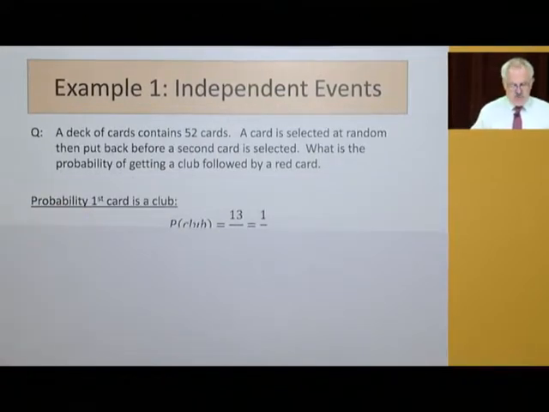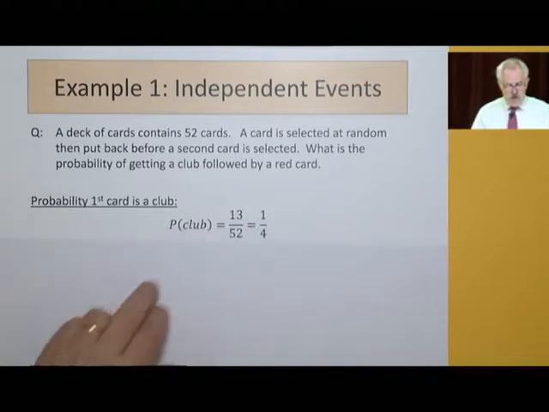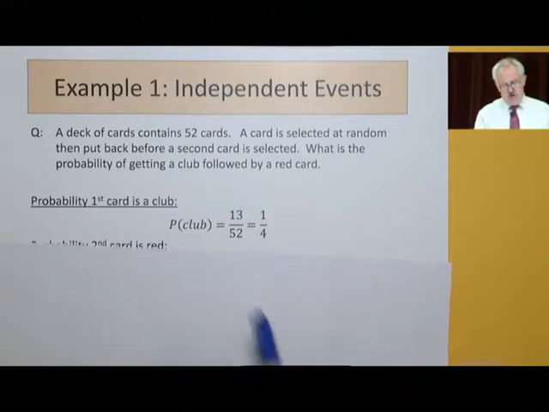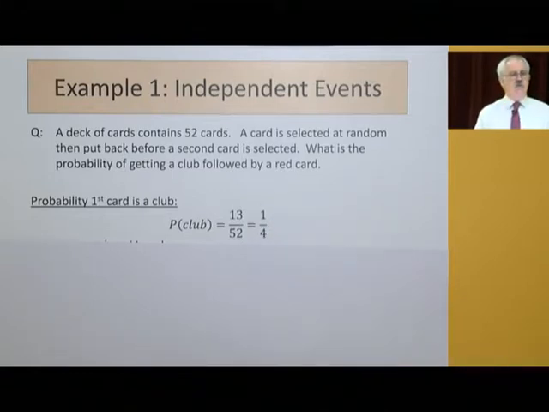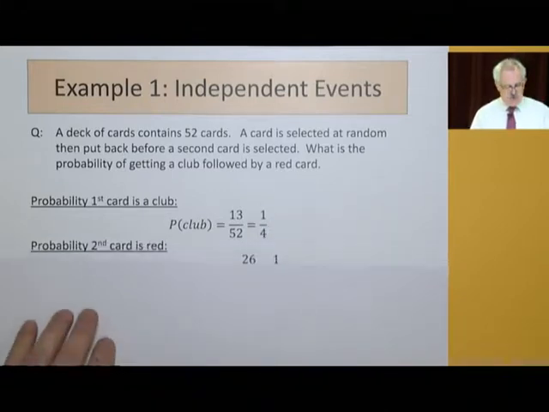So what's the probability that the first card is a club? Well, you say what P of club is. And we use the only equation we know: the total number of clubs over the total number of cards. So in this case, 13 over 52, or 1 in 4, because there are 4 suits.